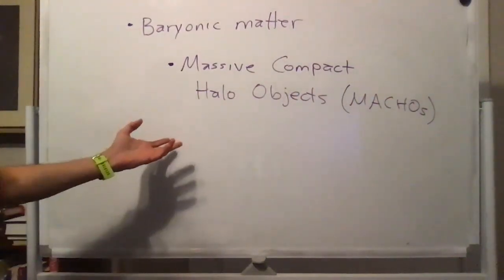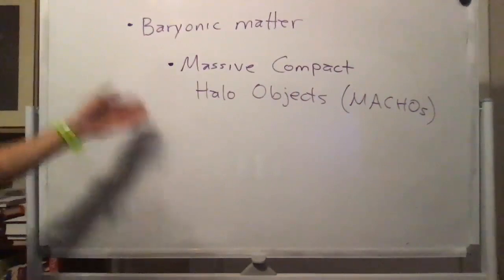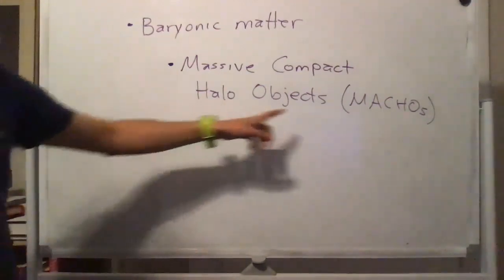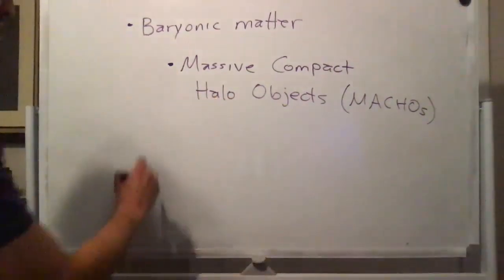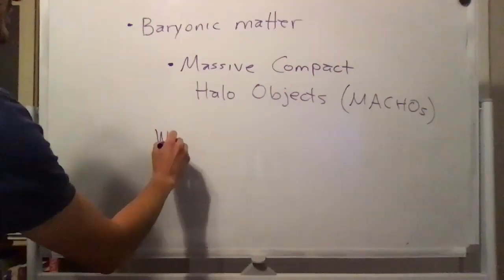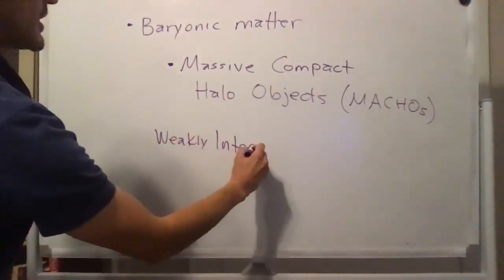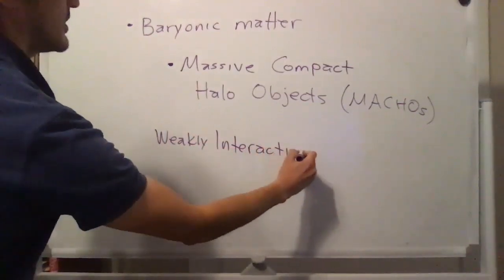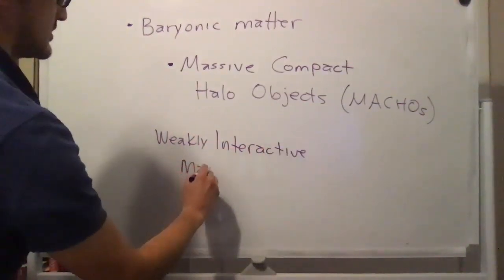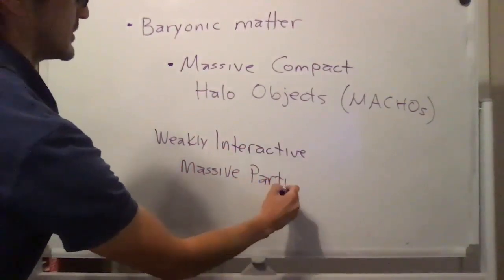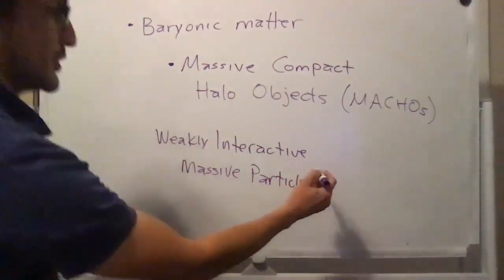I'm going in this order because I think it makes more sense, but keep in mind that MACHO is a reaction to weakly interacting massive particles. WIMPs.